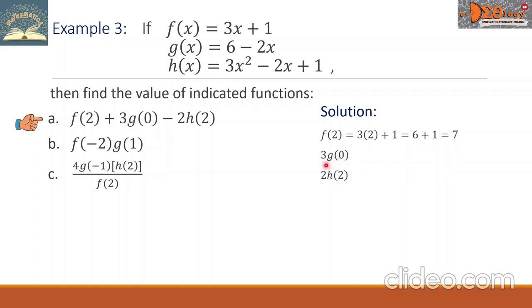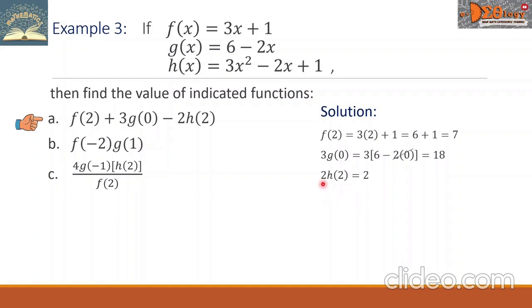What about 3 times g of 0? First, we write the constant 3. Then we evaluate g of 0. Our g of x is here, 6 minus 2x. So the g of 0 is 6 minus 2 times 0. This 2 times 0 is simply 0. So simply we multiply 3 by 6. So we have 18.